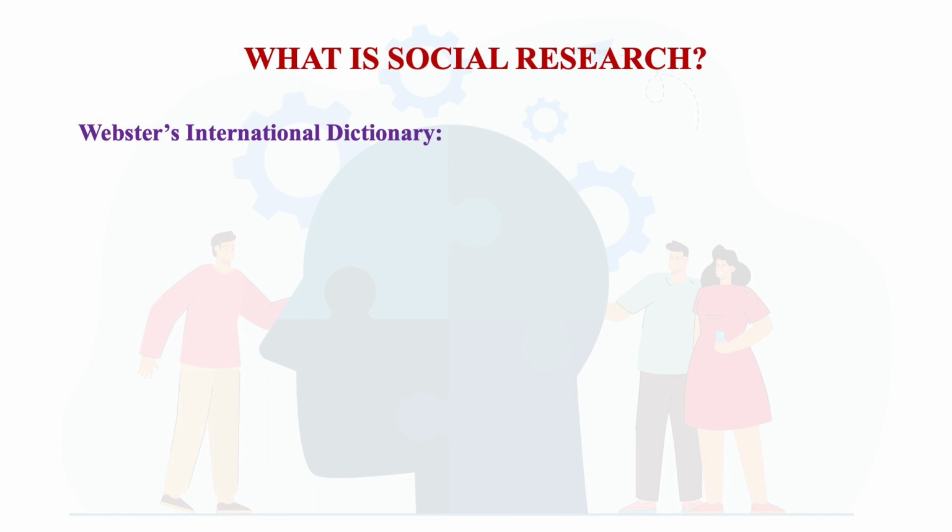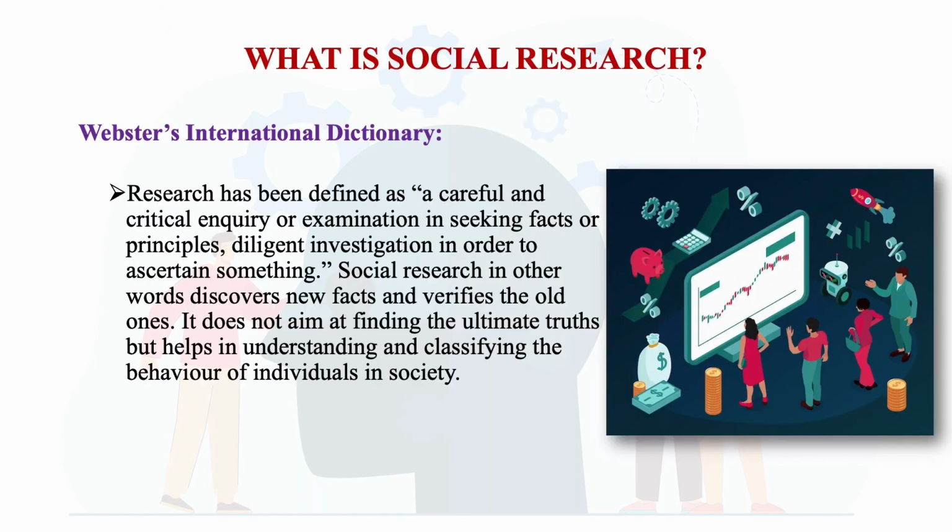Webster's dictionary further made a very synthesized kind of explanation. It says that social research is a careful and critical inquiry or examination in seeking facts or principles, a diligent investigation in order to ascertain something. Social research, in other words, discovers new facts and verifies the old ones. It does not aim at finding the ultimate truth, but helps in understanding and classifying the behavior of individuals in society. Actually, no research is ultimate truth.